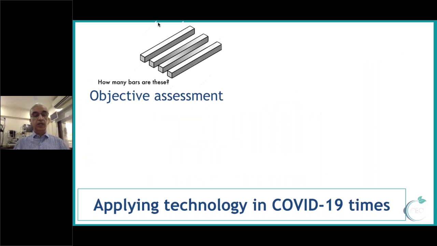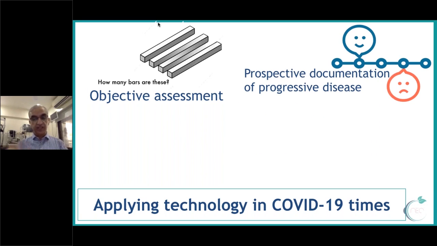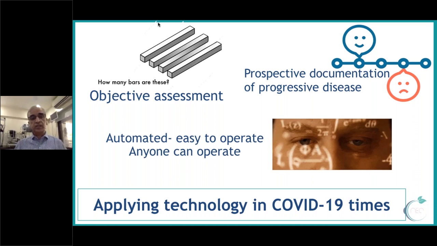So we have an objective assessment, where you are not confused whether it's 3 bars or 4 bars. So you get a proper diagnosis with that. And you have a prospective documentation of a progressive disease. As Dr. Prasanna said, you have a patient that you're seeing today, you take a fundus photograph or a disc photograph, and then you want to follow up and see what changes it's having. And also it's automated, there's no rocket science, anyone can do that.